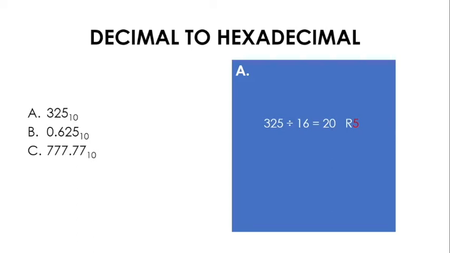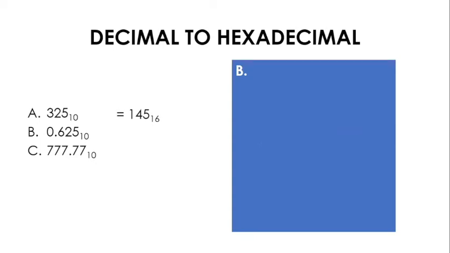325 divided by 16 is equal to 20. The remainder is 5. And 20 divided by 16 is 1. The remainder is 4. The last quotient is less than the divisor, so we'll stop right here. And we will take the remainders and rewrite them. The hexadecimal equivalent of decimal 325 is 145 hexadecimal.